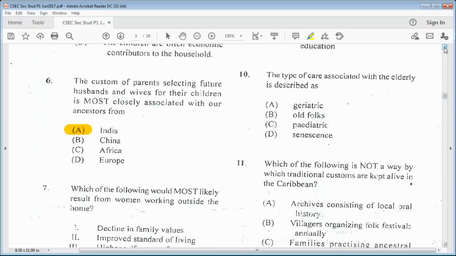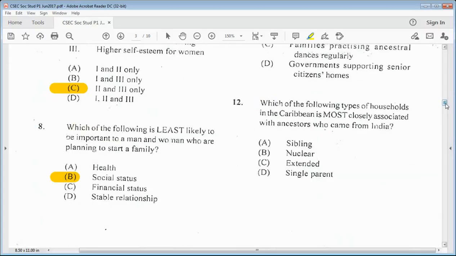Here it says, the type of care associated with the elderly is described as A, geriatric, B, old folks, C, pediatric, or D, senescence. Well, we're going to go with A, geriatric. All right, let's go on to number 11.